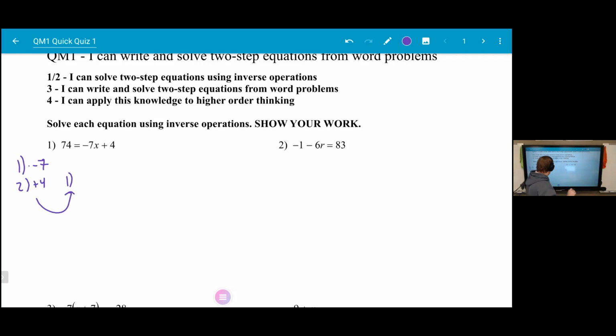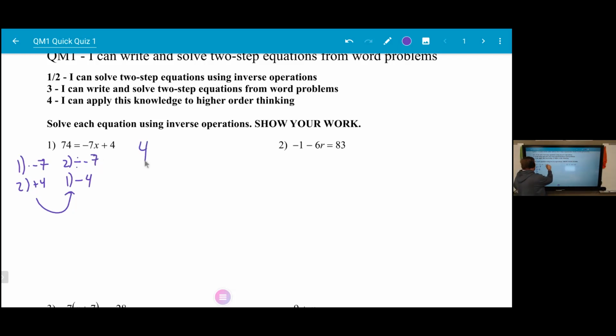So I would subtract 4 from both sides. And after I subtracted 4, I would divide by 7. Is that what you said? Again, it's just me in here. Divide by 7. Fantastic. Divide by negative 7, that is. So let's go ahead and do that.